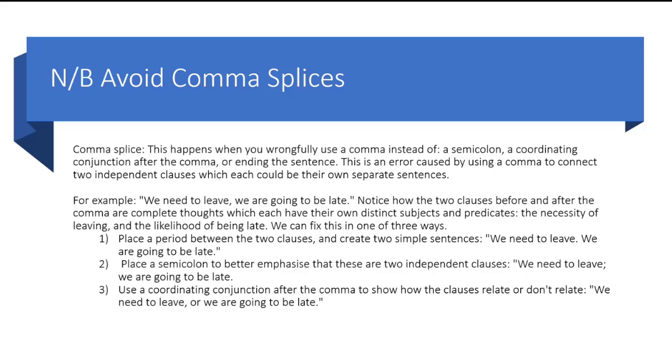So how was the student supposed to write this sentence? There are three ways to fix the comma splice. A full stop: we need to leave, full stop, we are going to be late. So breaking it up and making two full sentences. The second way to fix the comma splice is the semicolon.